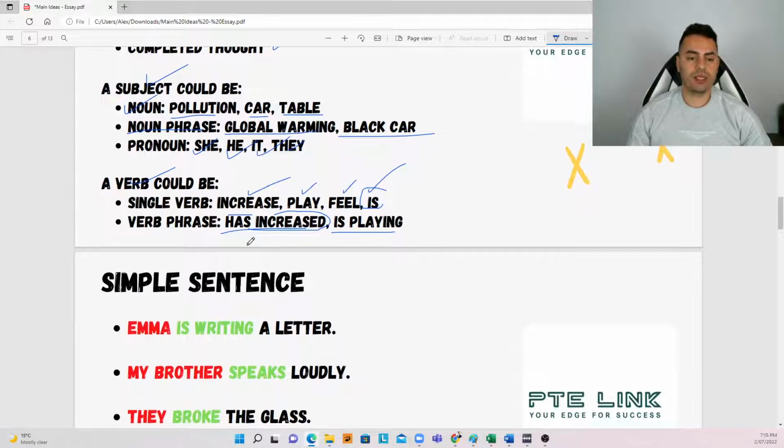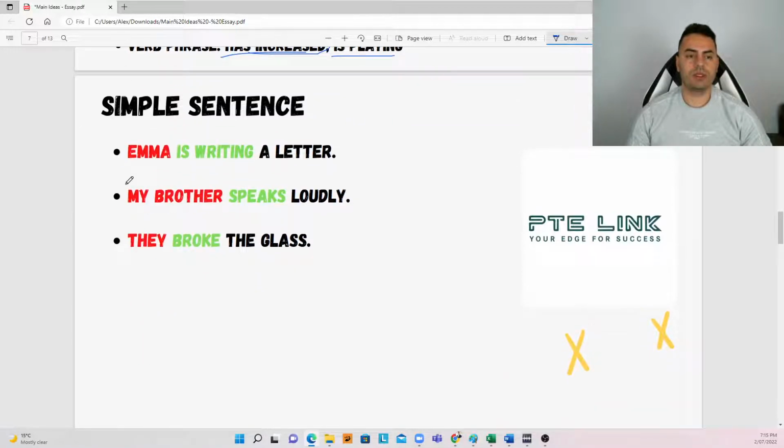Now, let's have a look at those examples for simple sentences. Emma is writing a letter.